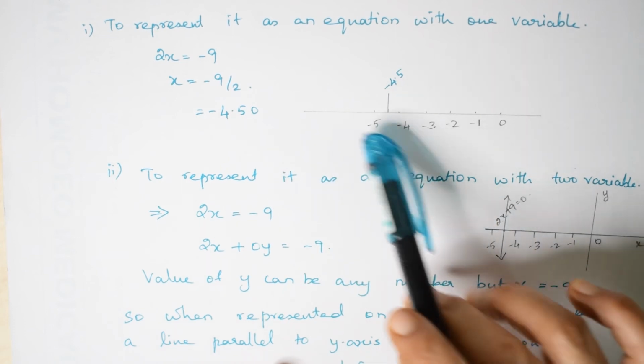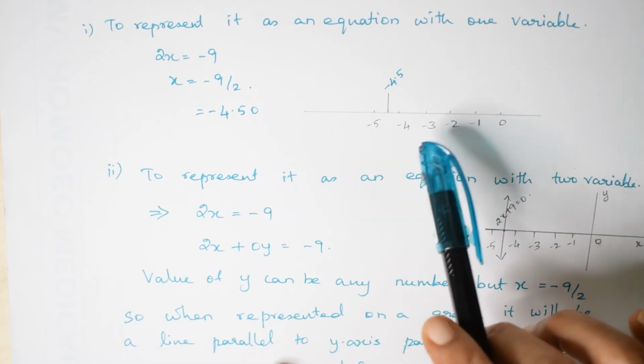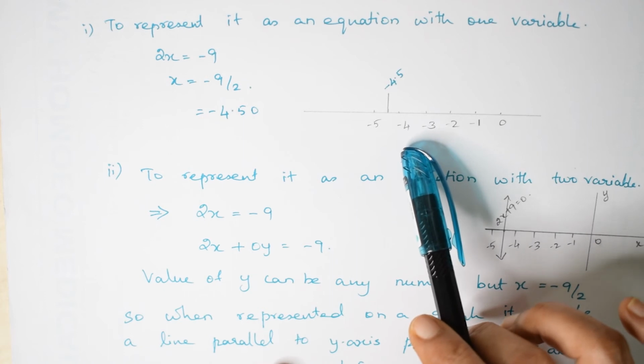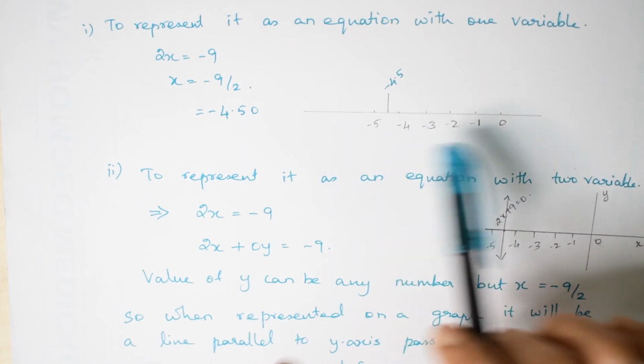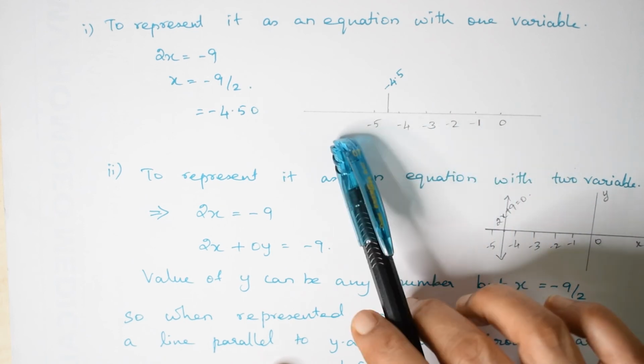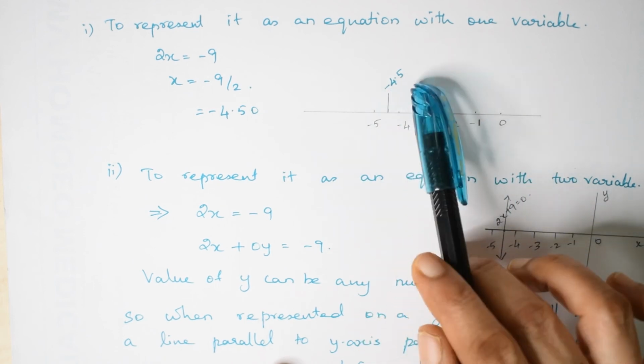When I represent it on a number line, I can see that the value lies between minus 4 and minus 5. The negative numbers always lie on the left hand side of 0. So minus 4.5 will be here.